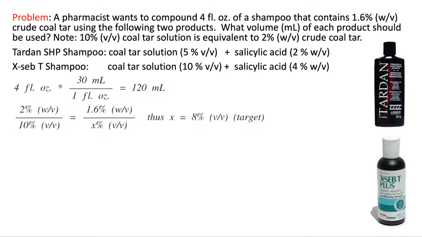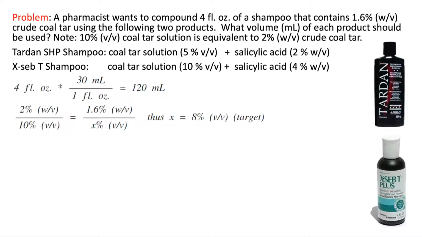But that's the conversion factor I can use, because what I'm going to do is set that equal to my target, which I was given as 1.6% weight per volume. So I set that on top over X. And X would represent the percent volume per volume. So if I now solve for X by taking 1.6 times 10 and then dividing that by 2, I see numerically X is equal to 8, and 8 represents the 8% volume per volume of the coal tar solution.